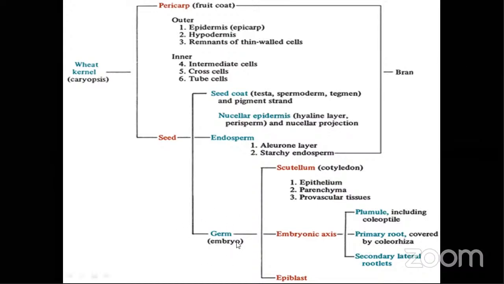And thereafter comes the germ. Germ contains two things, scutellum, and then as I told you, plumule and radicle. Scutellum are the cotyledons, which provide food to the sapling. They contain the stored food in the form of complex carbohydrates. When these grains are wetted, the enzymes get activated, and the complex carbohydrates are converted into simpler ones so that the sapling can get food and grow. So this is the structure of the wheat grain. Any problem in structure of wheat grain?